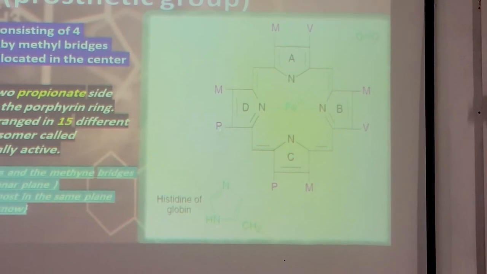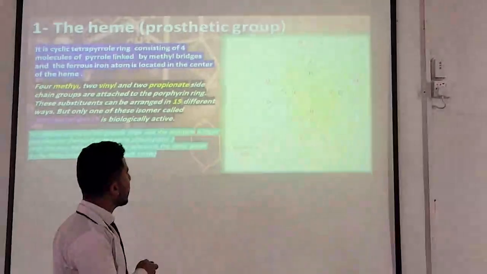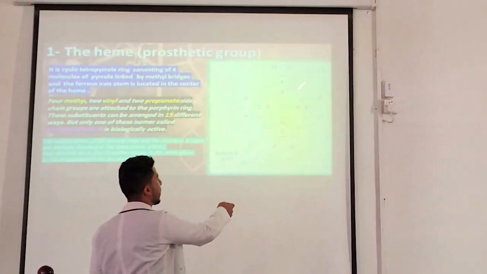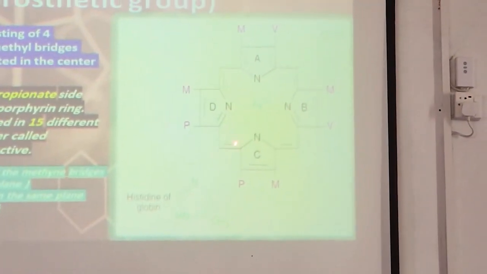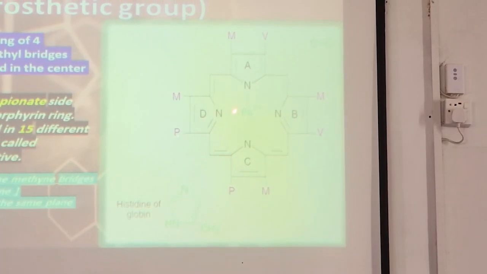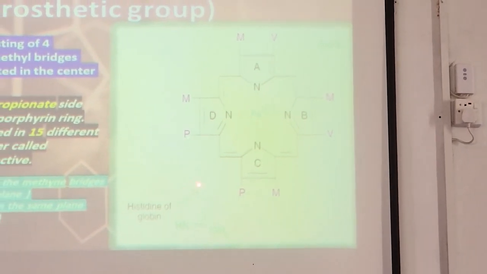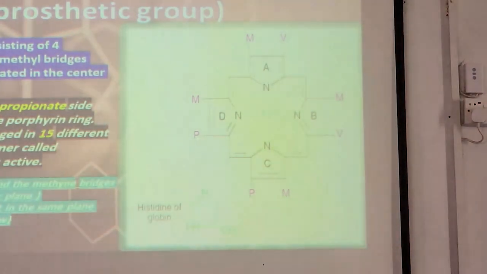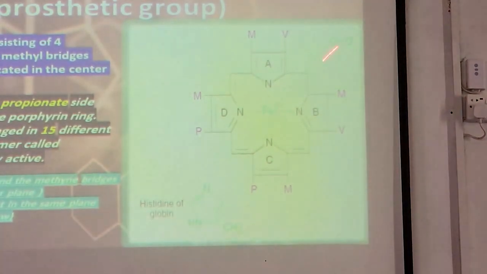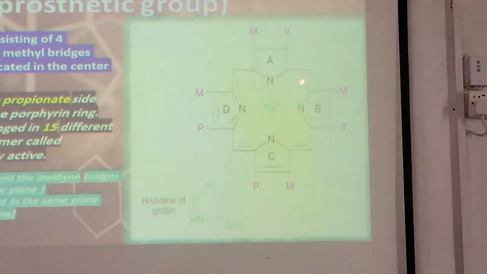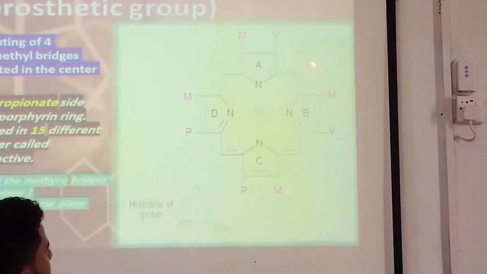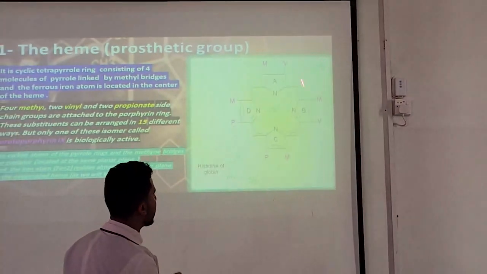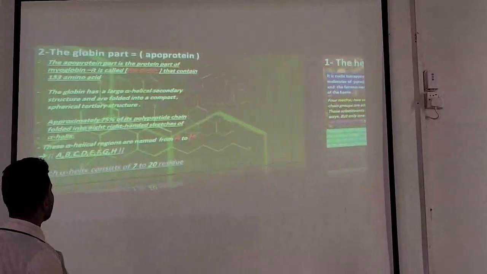And another thing, the ferrous iron here forms 6 coordination bonds. We will focus on the 5th and the 6th coordination bonds. This is the 5th coordination bond between the ferrous iron and the 2 electrons of the nitrogen of the imidazole group of the proximal histidine. And the 6th coordination bond is formed between the ferrous iron and the 2 electrons of the first oxygen atom of the oxygen molecule.